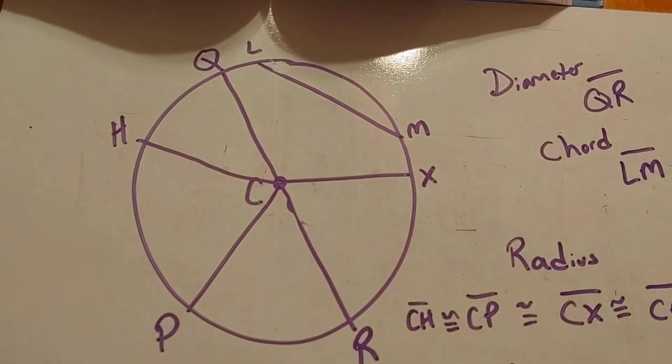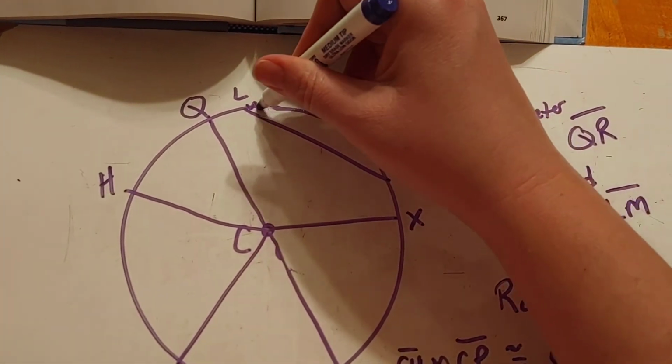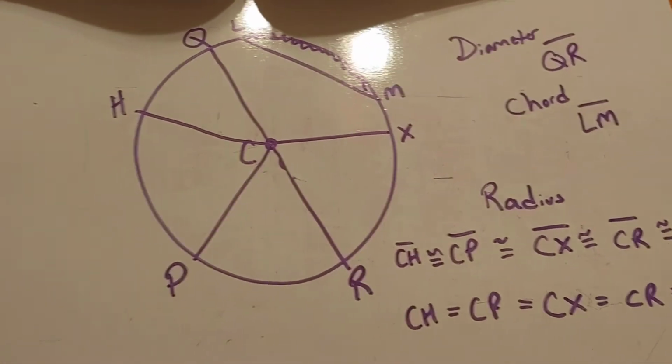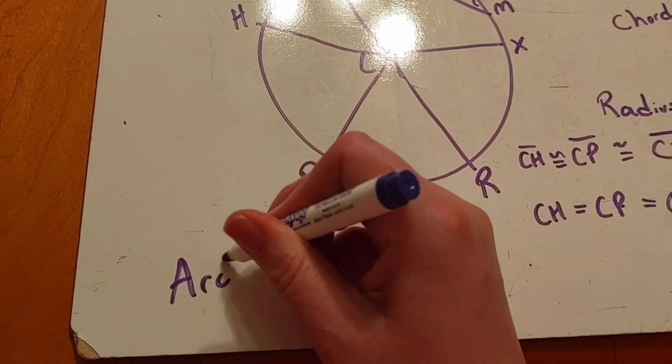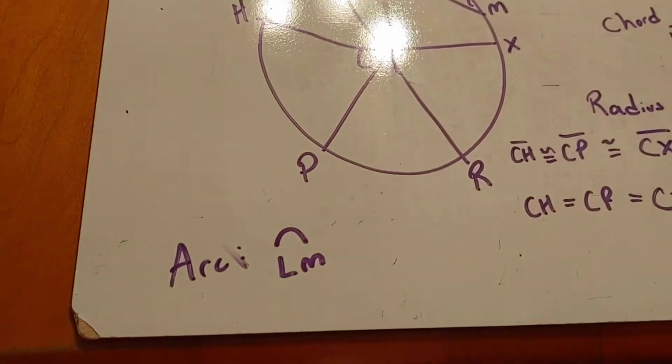All right, one more thing. Let's go ahead and find an arc. There's an arc right here. This is arc LM. Now remember, I indicate my arc with this symbol, arc LM.